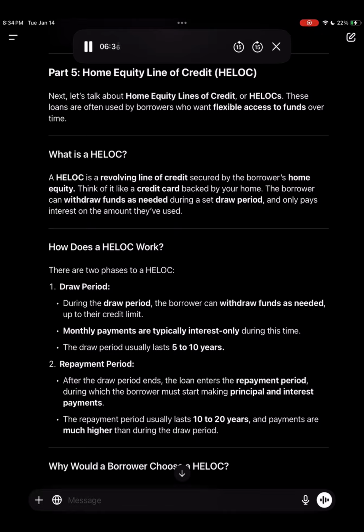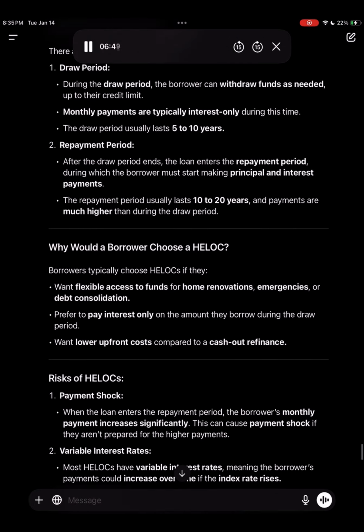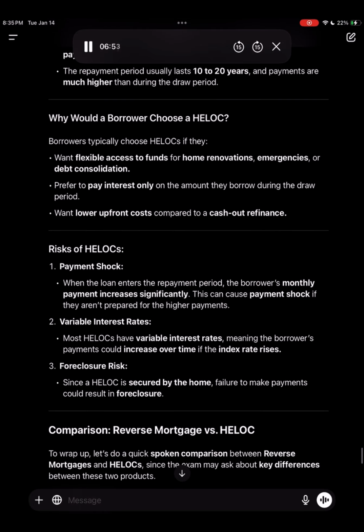2, repayment period. After the draw period ends, the loan enters the repayment period, during which the borrower must start making principal and interest payments. The repayment period usually lasts 10 to 20 years, and payments are much higher than during the draw period.